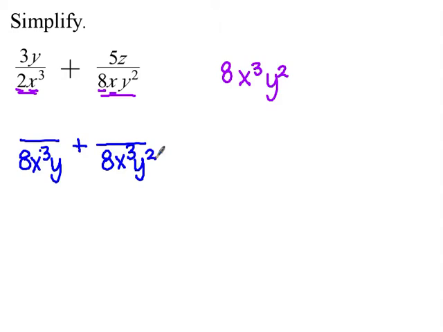And so now I need to look. 2 times what is 8? 4. So that means I need to multiply this up here by a 4. What else do I need to multiply that up there by? What'd you say? Just a y. Okay, because the denominator now needs a 4, it needs a y, so whatever you multiply the bottom by, you also have to multiply the top by.